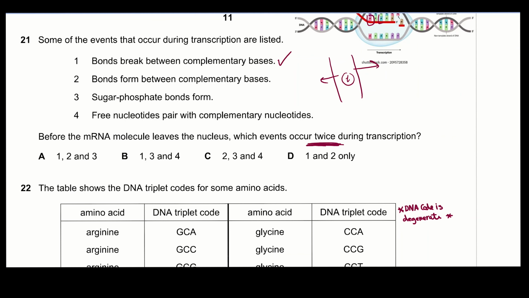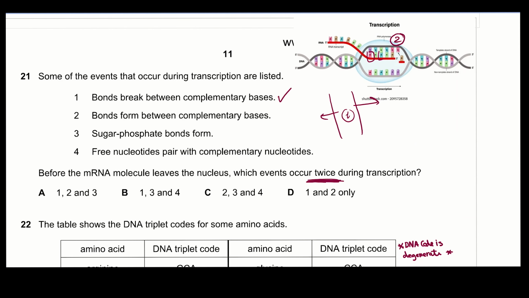2. Bonds form between complementary bases. So the first time is when mRNA nucleotides bind to the DNA by hydrogen bonds via complementary base pairing. So it happens once here. And then the other time is when transcription is complete and the DNA is binding back together via complementary base pairing. So this is correct.